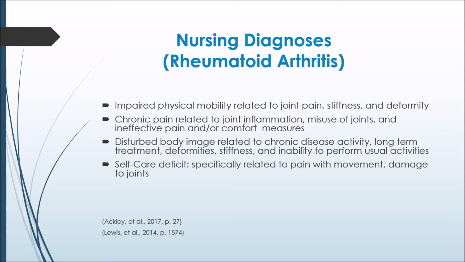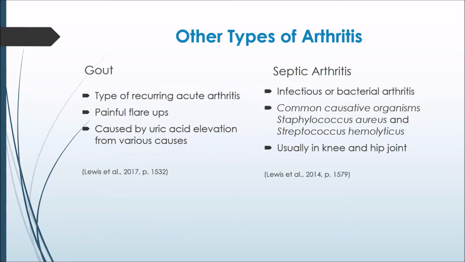Again, we didn't include any "as evidenced by," but these can theoretically be based upon the clinical manifestations of fatigue, anorexia and weight loss, stiffness, pain, limited mobility, inflammation, rheumatoid nodules, deformities, and disabilities. So now over the next few slides, we'll be talking about other types of arthritis.